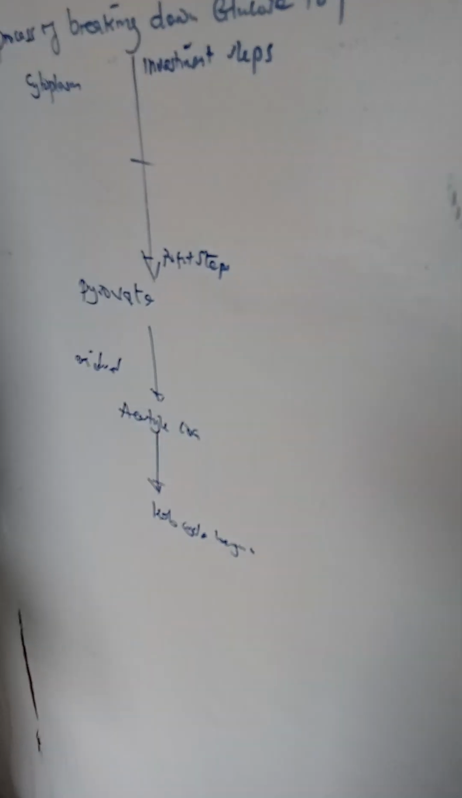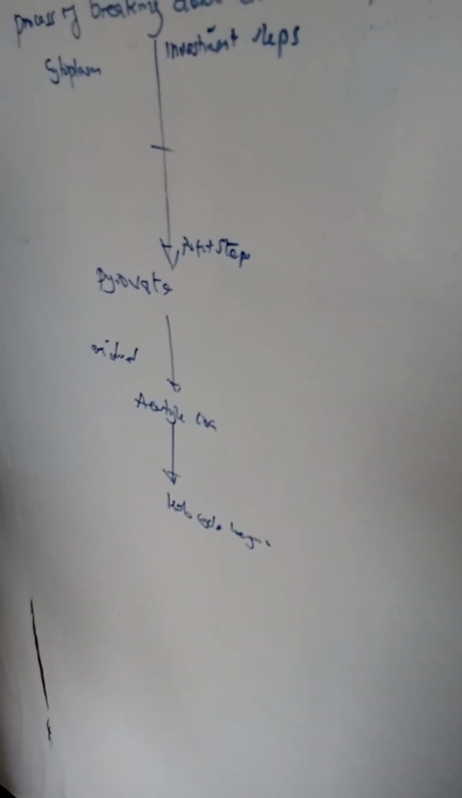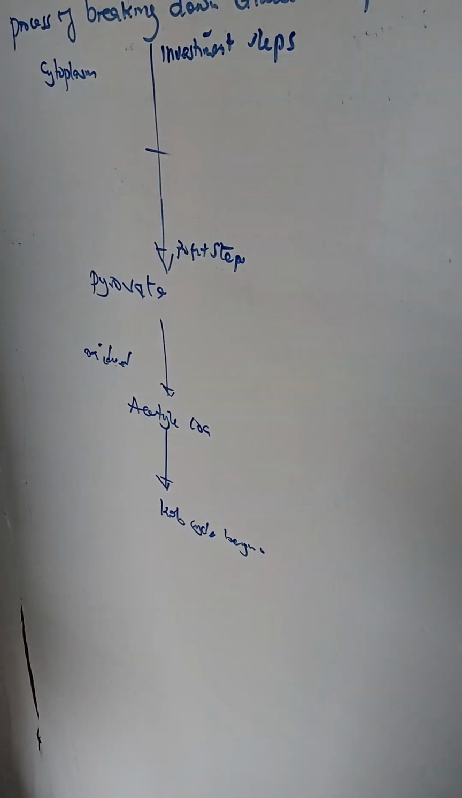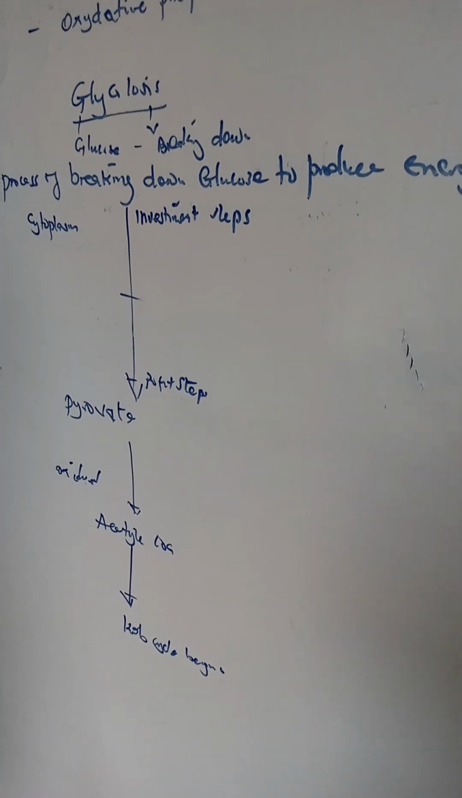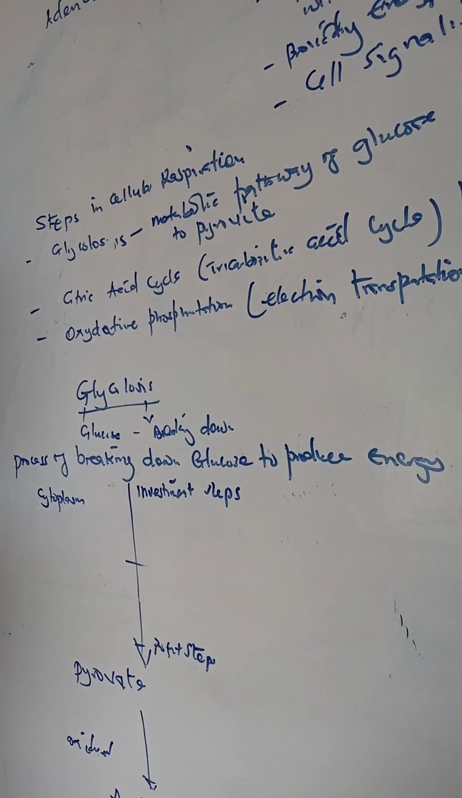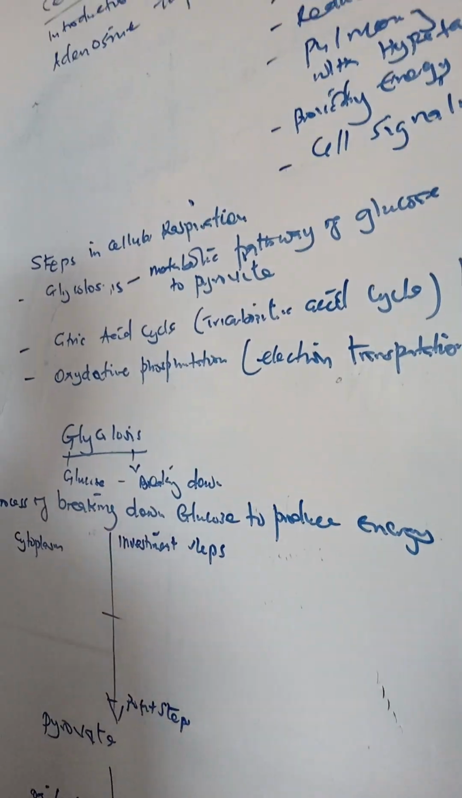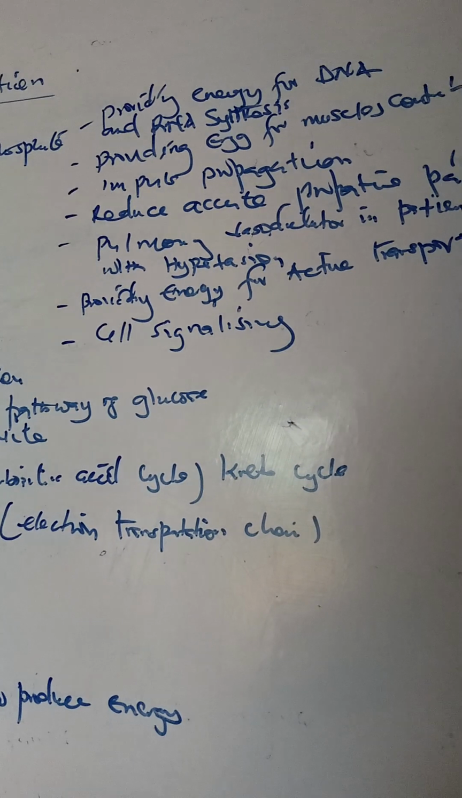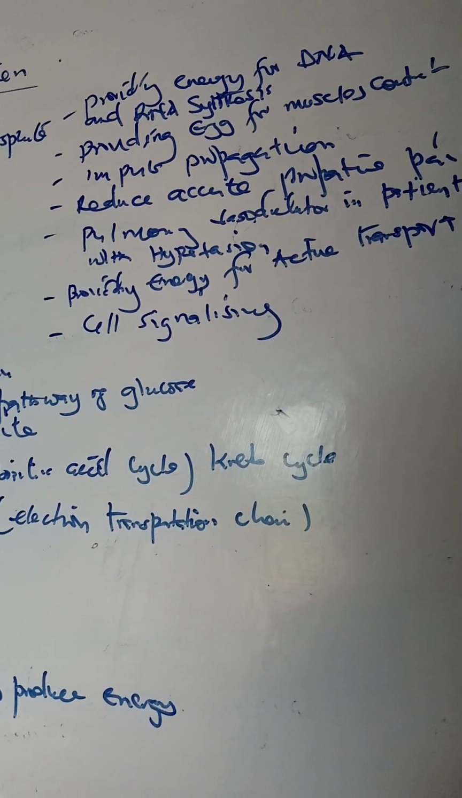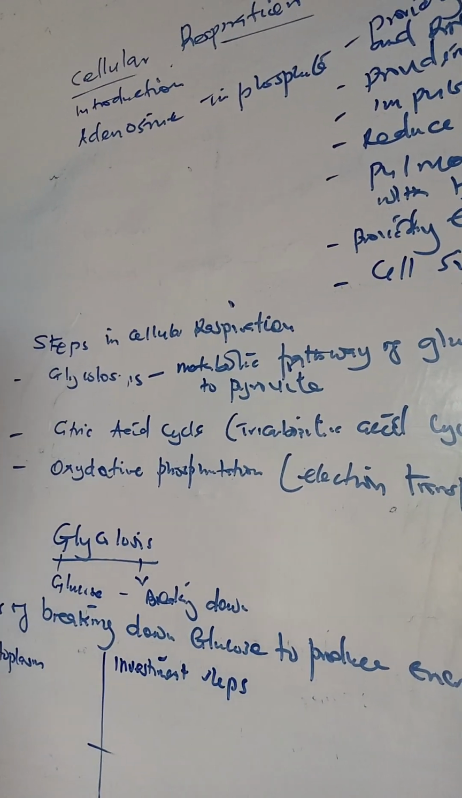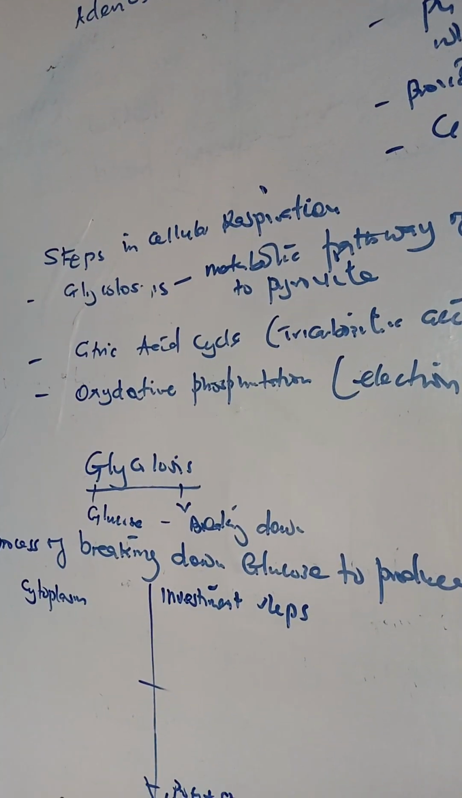So I hope this will make sense. In the next video, we are going to look at the real details: the chemical formulas that are broken down, the enzymes which are required, and the conditions until we reach pyruvate, then acetyl-CoA, and then the Krebs cycle.